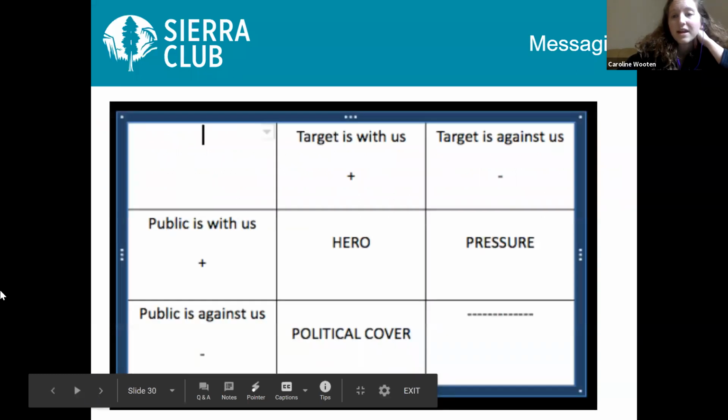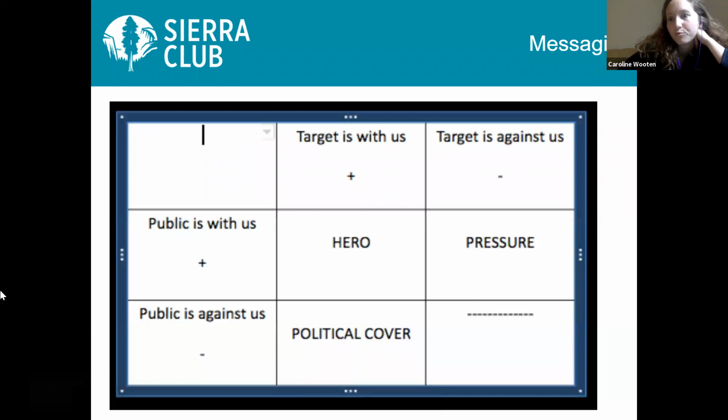And then another thing with messaging is thinking about how you're pushing your target. This is a useful little graph to think about how you want to be approaching your target with messaging. If the target is with you and the public's with you, you can do hero messaging. You can be like, come on, Governor Pritzker, we're so excited for you to be a clean energy champ and pass the Clean Energy Jobs Act. If the target is not with you, but the public is with you, you can do a pressure campaign.